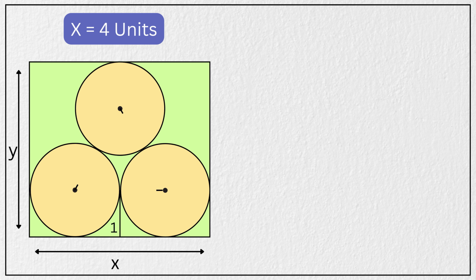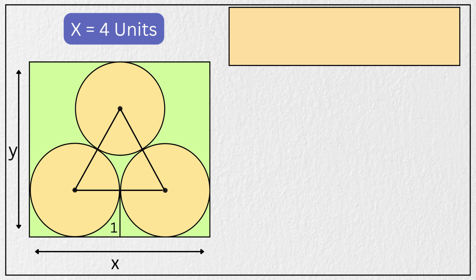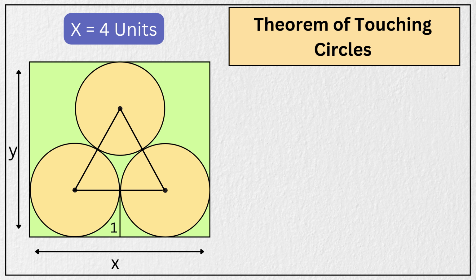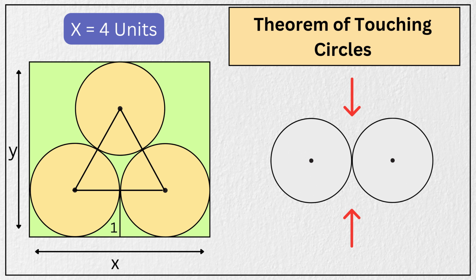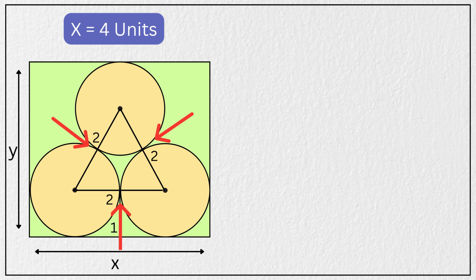Now let's connect the centers of the 3 circles by drawing lines between them, like this. According to the theorem of touching circles, that is when 2 circles touch each other externally, the straight line connecting their centers is equal to the sum of their radii. But each circle has a radius of 1 unit. That means this distance between 2 touching centers is 2 units. So this side must be 2 units, this is also 2 units, and this is also 2 units. Since all 3 sides of this red triangle are 2 units, this is an equilateral triangle.